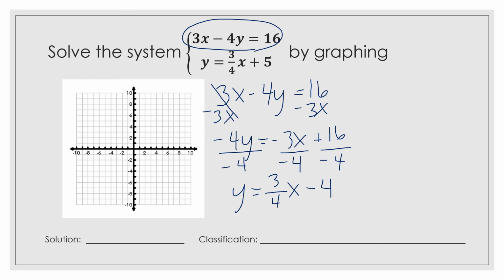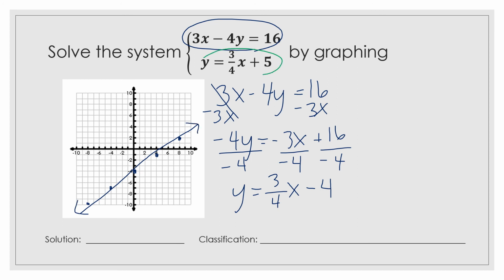We're going to start at negative 4, which is our y-intercept, and then go up 1, 2, 3, and to the right 4 since this has a positive slope. And then we'll go down 1, 2, 3, and to the left 4. All right, and then connect those points to make our line.